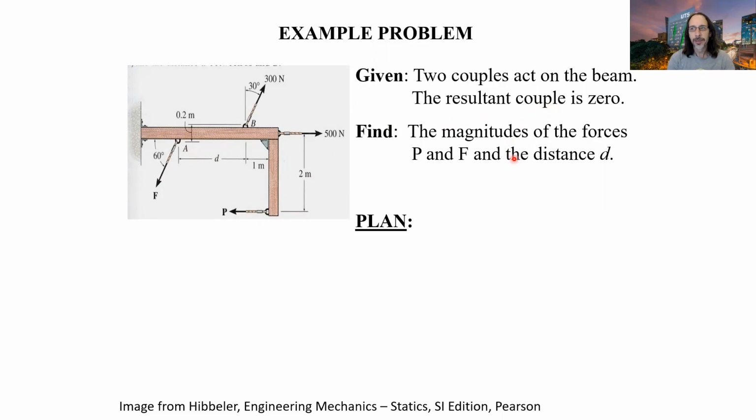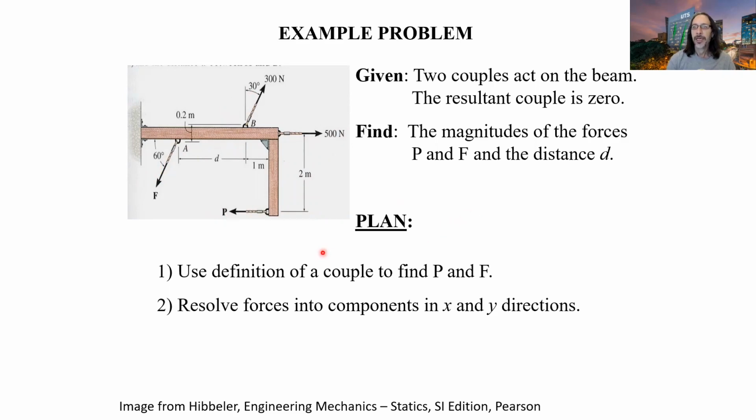All right, so let's think about how we might solve the problem. So first of all, the information that we're given is that we've got two couples. Okay, so from our definition of a couple, two forces, equal and opposite, separated by a distance. So the forces must have the same magnitude, so we can easily tell straight away that our force P here is going to be equal to 500. Right, so that's one of our couples, and the other couple is 300 and this force F here. So we can do that straight away.